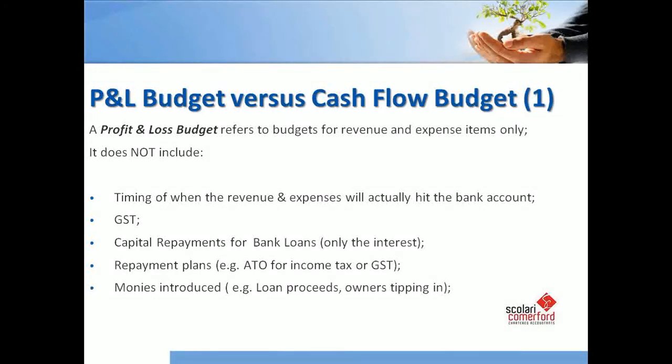So a profit and loss budget refers to budgets for revenue and expense items only. Okay, so it doesn't include things like the timing of when your revenue and expenses will actually hit the bank account. You might find that you're invoicing your fees out to clients, but they could be taking anywhere from 14 days to 2 months to actually pay you. Similarly with your expenses, you'll be paying your different expenses out. However, you might have 30-day trading terms, you might have longer, but a P&L budget won't actually take that timing into account, and obviously that affects your cash flow.